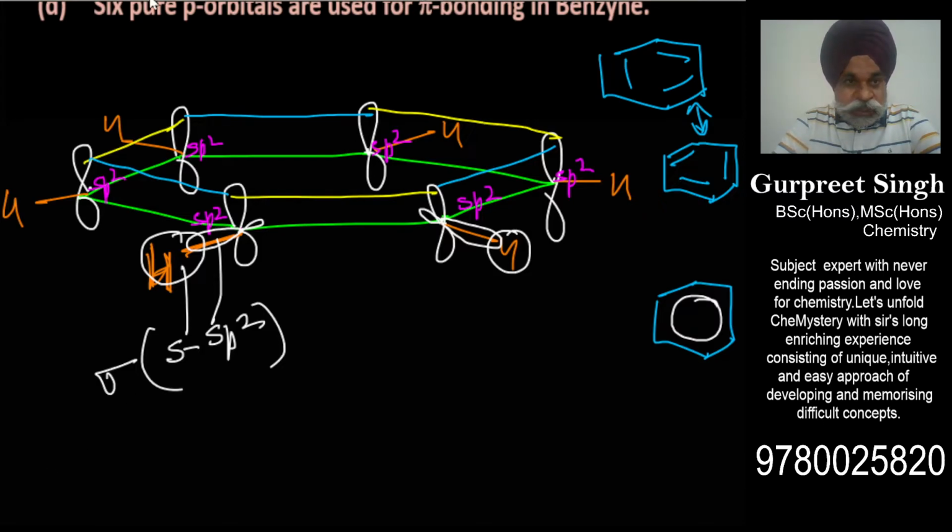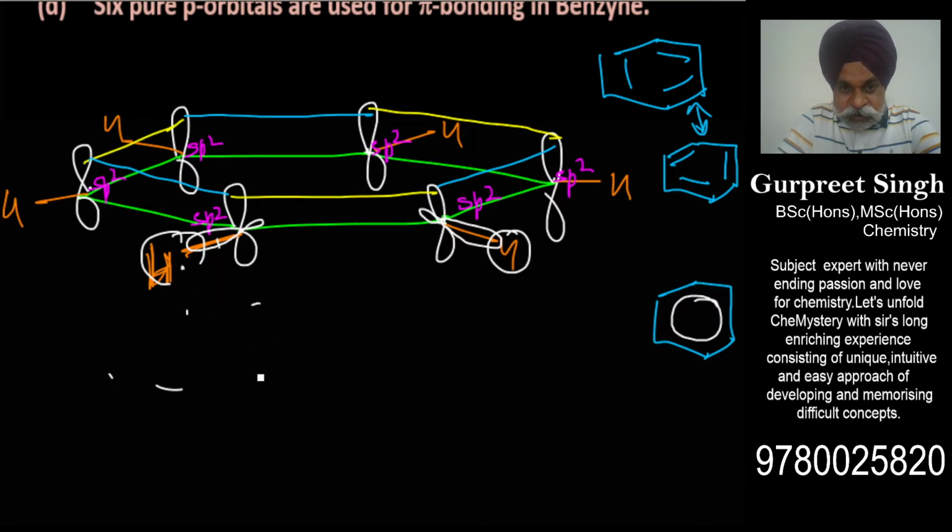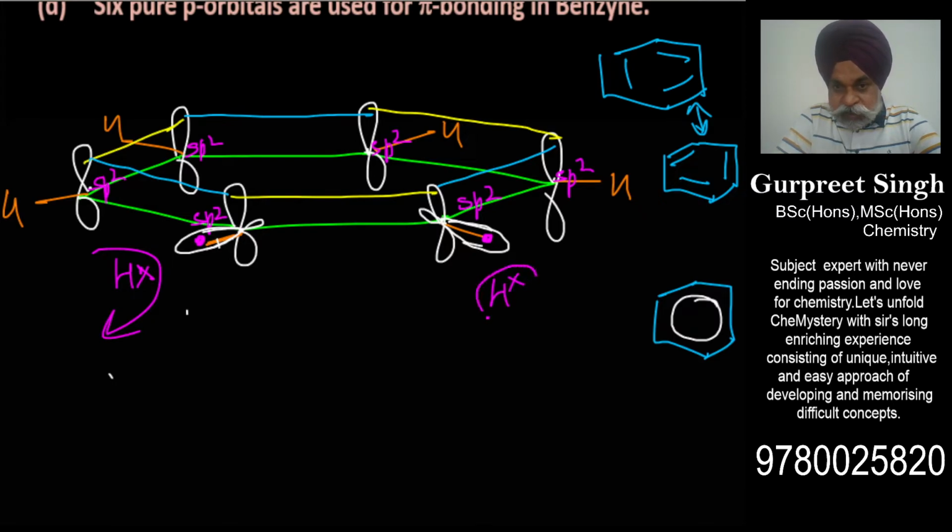To save time, I am drawing it here only. Let me show you what exactly we are going to do here. If I remove this hydrogen and this hydrogen, there are two electrons in the sigma bond, and I have removed one hydrogen out of it. So now there is one electron here and one electron here. These are the two electrons, because two hydrogen atoms have gone out.